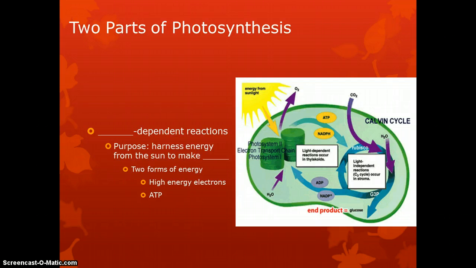The first step in photosynthesis is the light-dependent reactions. You might guess that these reactions can only happen during the day or in a bright room, and you'd be right. The purpose of this step is to capture energy from the sun and convert it into a form of energy that the cell can more easily use. There are two forms of energy the cell can use: high-energy electrons and the molecule ATP.